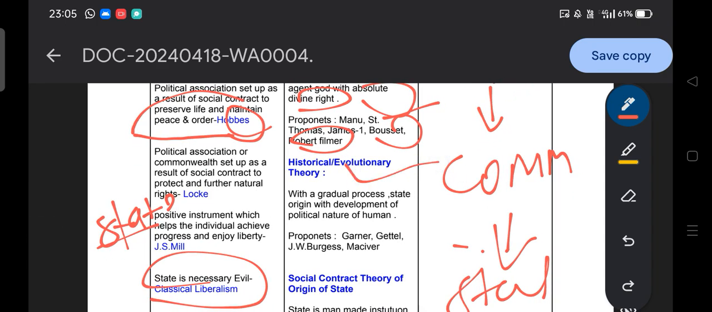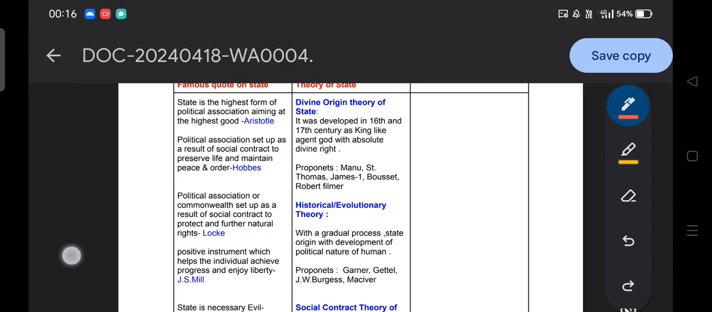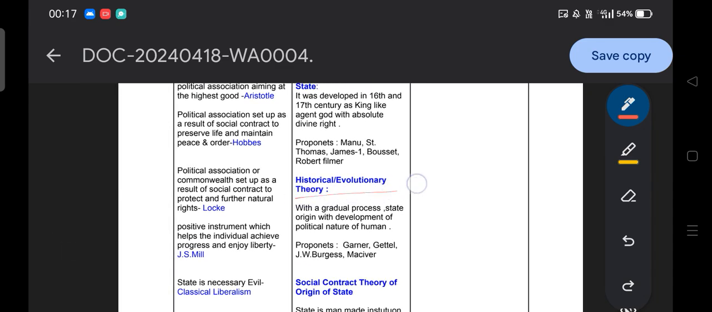Coming to the next, the historical and evolutionary theory of the state. It believes that the state originated through a gradual process, with the development of the political nature of humans. As we discuss, the historical or evolutionary theory of the state believes in a gradual process, the slow development of the political nature of humans.